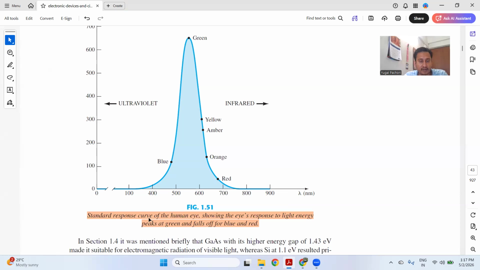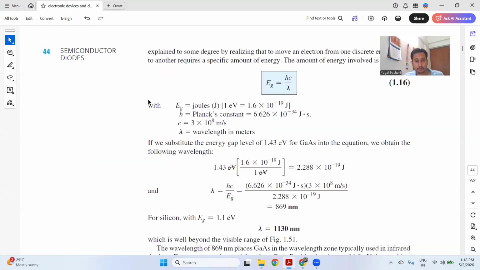This graph is the standard response curve of the human eye, showing the eye response to light energy, peaking at green and falling off for blue and red. So this is the response of a human eye. The human eye sees the green color the most and the red color the least. However, the red color is visible from a far distance. Why? Because it doesn't spread that much, but the green color will not be seen from a far distance because it spreads much. Now you understand the idea behind this particular graph.